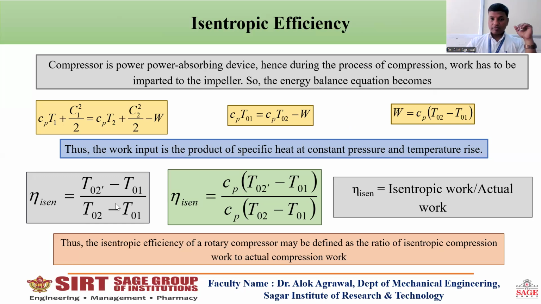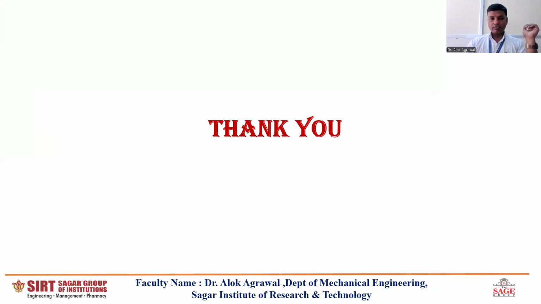So this is the isentropic efficiency that we have discussed. If we multiply and divide both numerator and denominator by Cp, we get this, where this is the isentropic work and this is the actual work. So isentropic efficiency can also be defined as the ratio of isentropic work to the actual work. So this is all about isentropic efficiency. Thank you very much.